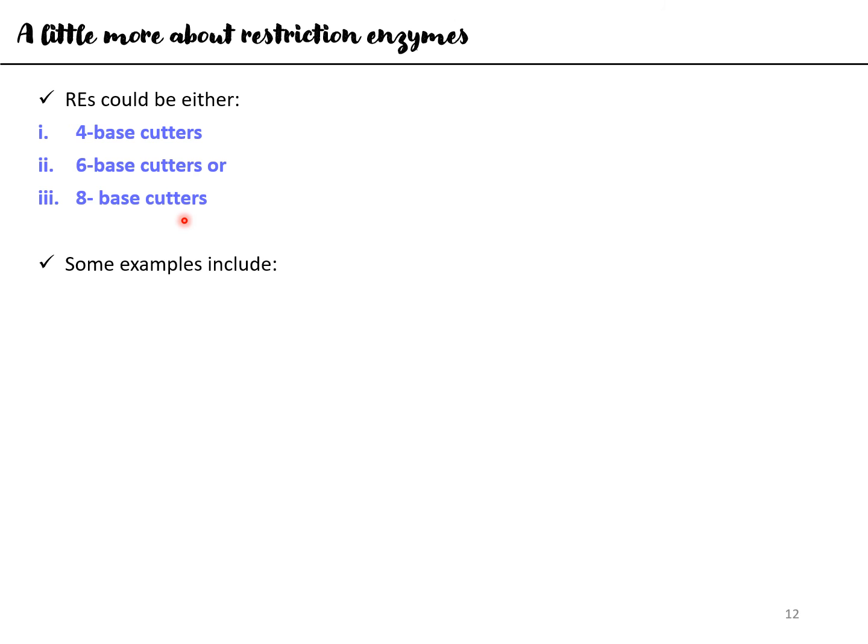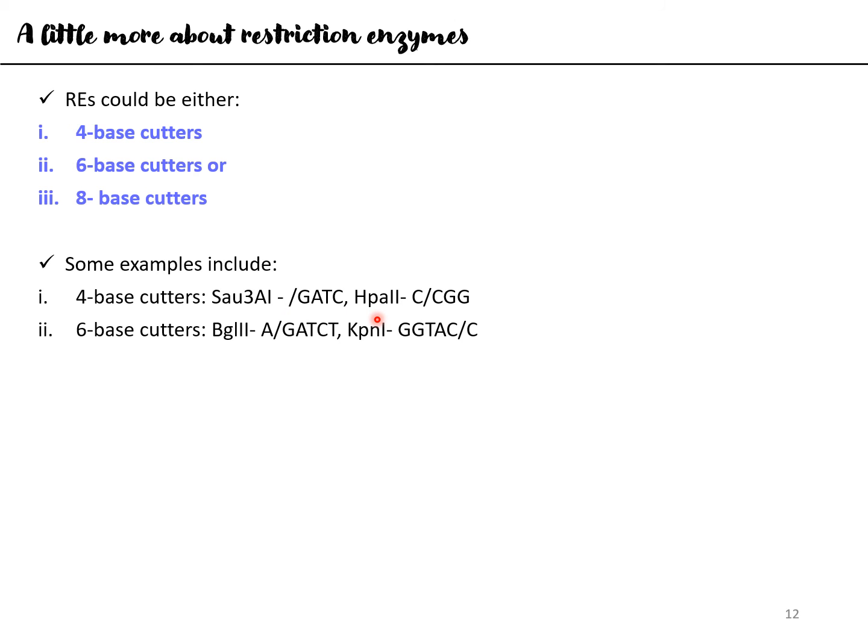Some examples: for a 4-base cutter, you have these two enzymes. This is just an example. For 6-base cutters, you see KpnI, BglII, the enzymes that you commonly find in a laboratory. These are 6-base cutters. Whereas 8-base cutters include NotI.